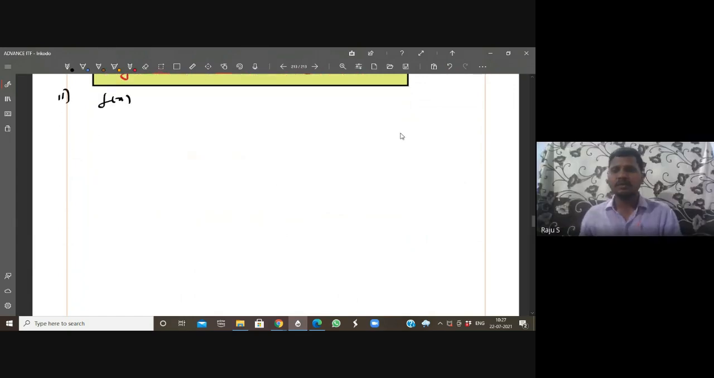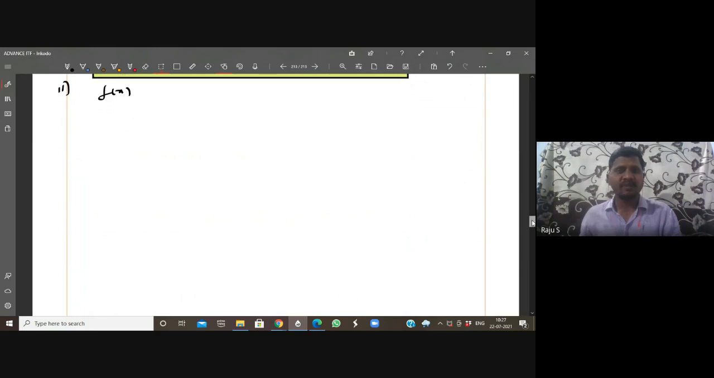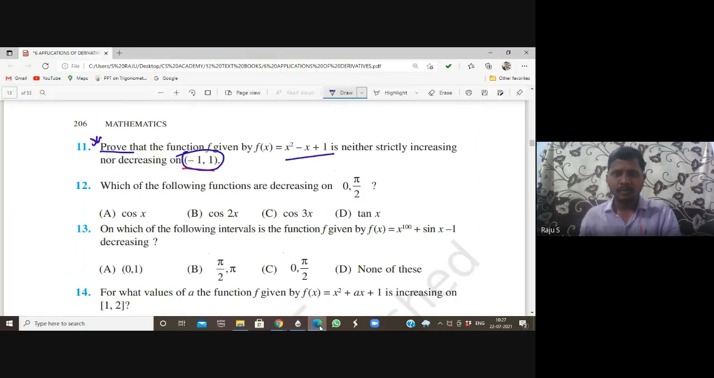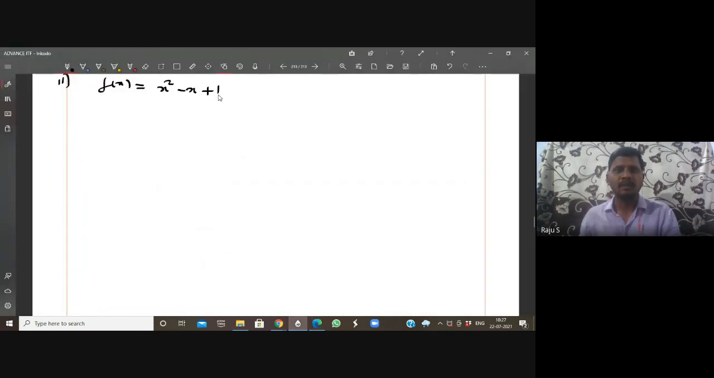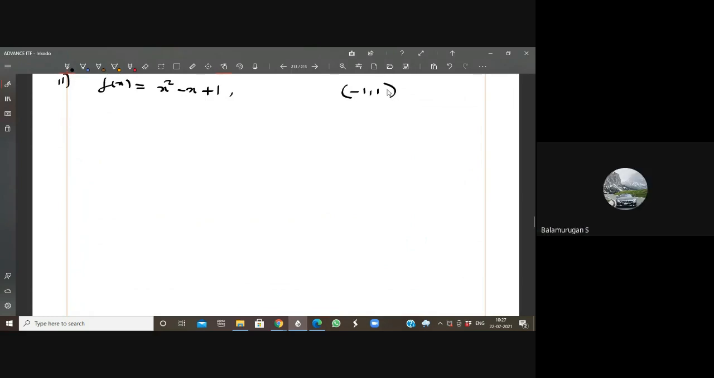Okay, students. So what is the question? The given function is what? Question number 11. f of x is equal to x square minus x plus 1. Interval? Minus 1 to plus 1.